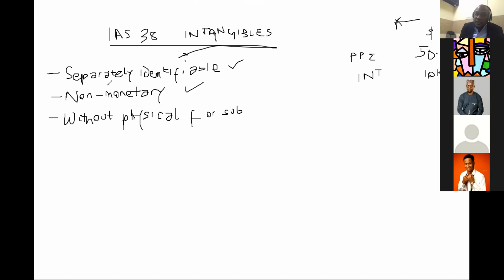What it means is that these intangible assets that we're talking about are not cash or cash equivalents. They're not cash. A share in a publicly traded company, for example, is an intangible asset. Do you agree with me? Yes, sir. We can hear you clearly, sir. All right. So a share in a public company is a non-monetary asset.